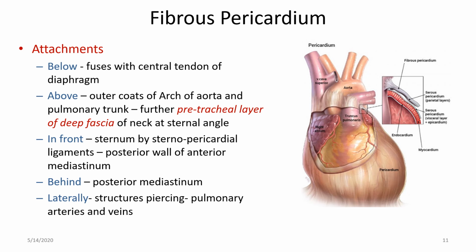So the attachment of fibrous pericardium is below to the central tendon of diaphragm and above to the outer coats of the arch of aorta and pulmonary trunk, and it is also continuous with the pretracheal layer of deep fascia of neck. In front, it is attached to sternum by sternopericardial ligaments, and it forms the posterior wall of anterior mediastinum. Behind, it forms the anterior wall of posterior mediastinum. Laterally, it is pierced by the structures, the pulmonary arteries and veins.